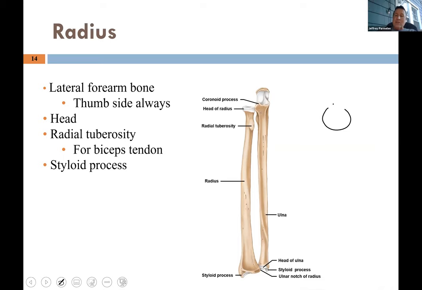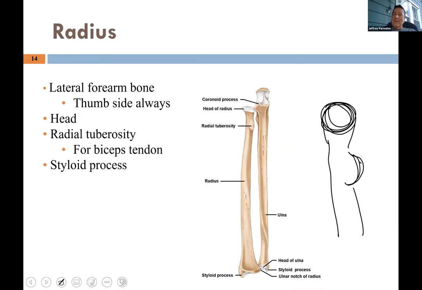The top of it looks like a circle. Bump right there. And this is going to rotate, and your radius will rotate as you pronate and supinate your forearm. We'll talk about that in a minute. And you've got a big old bump here too. That's your radial tuberosity, big bump. And that's where the tendon of biceps is going to insert.